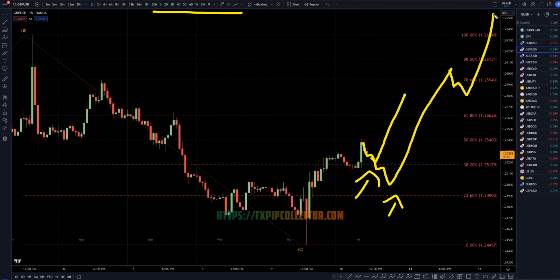I think the trend is up on the higher time frames. I think this is likely to be the bottom of a wave 2. I think we're in the very, very early stages of a wave 3, and I think this thing has a lot of upside potential. So I definitely will be looking for longs at least until the higher time frames prove me otherwise.